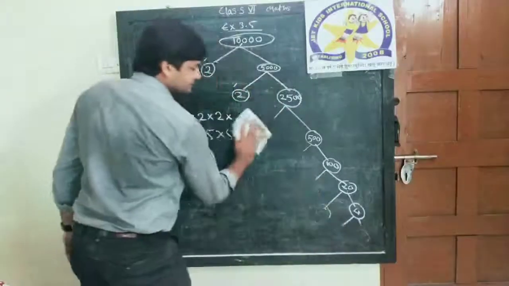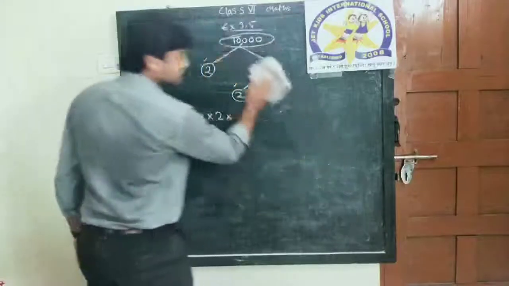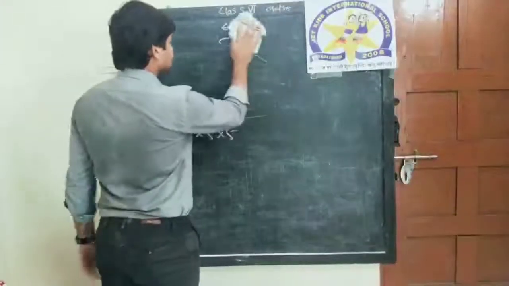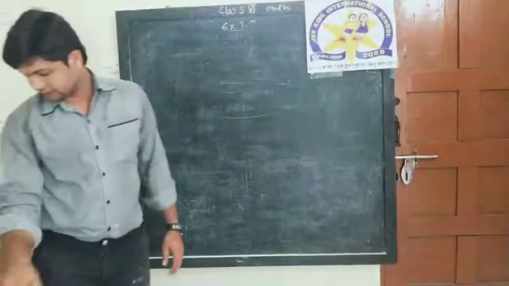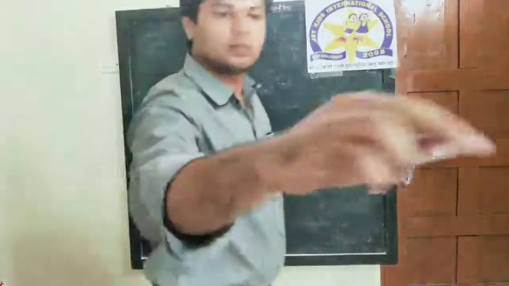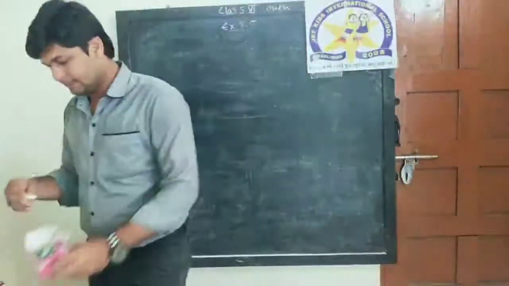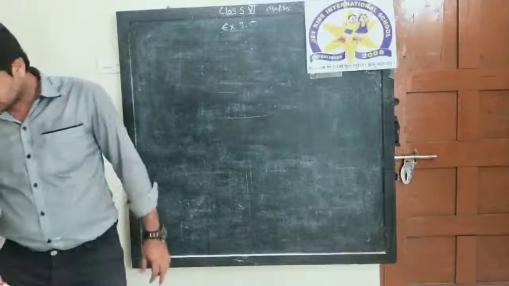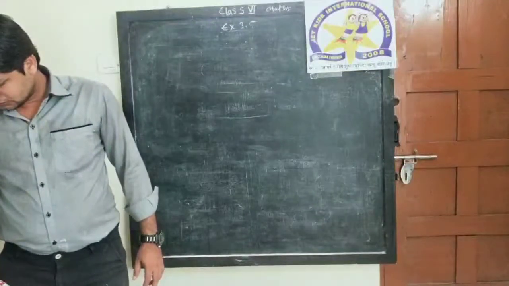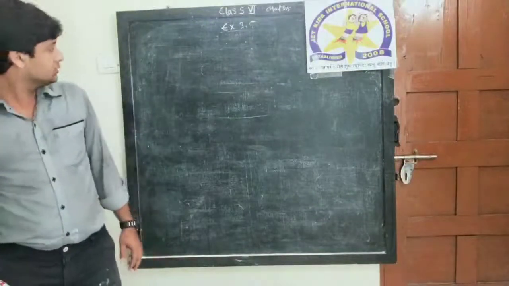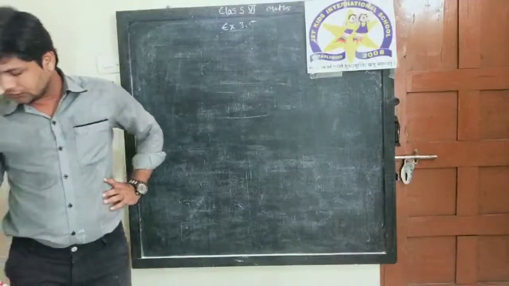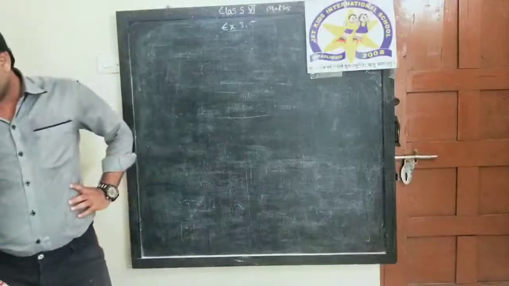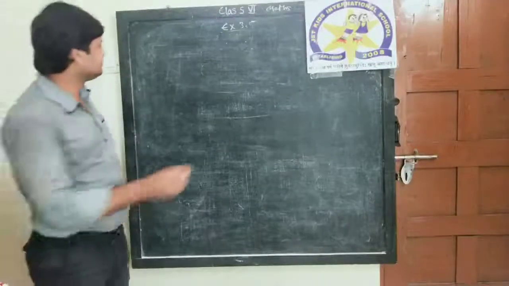Next, question number 7. Okay, sorry, it was question number 4. So question number 5. Now question number 6. Find all the prime factors of 1729.